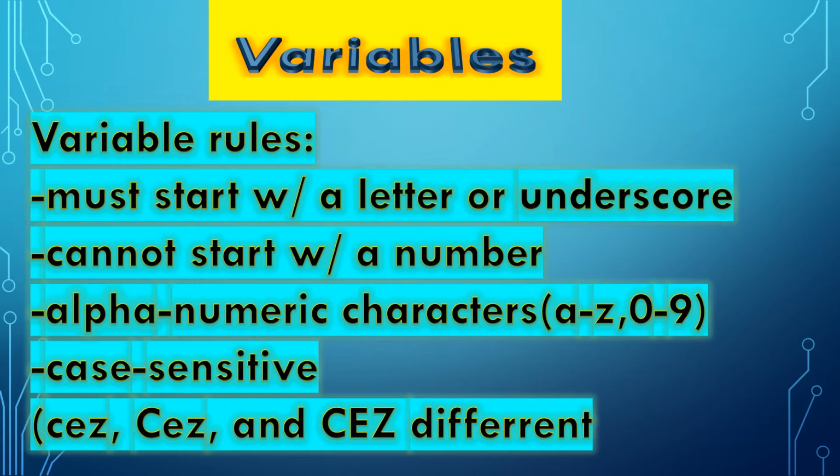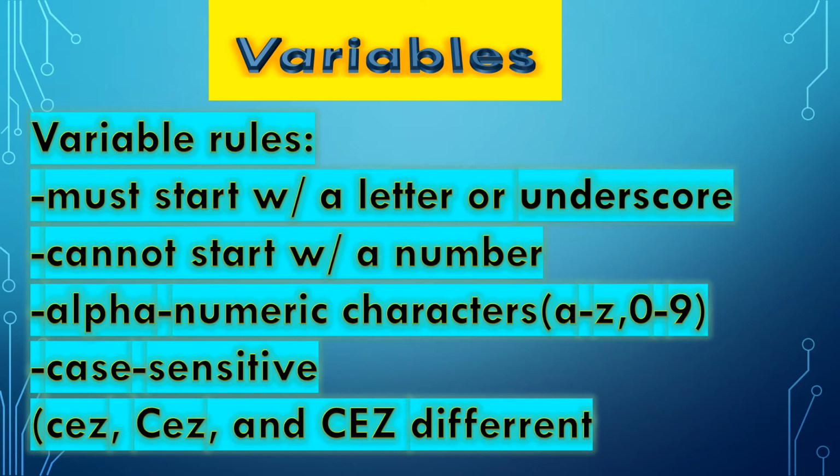A variable can have a short name like C and E, or a more descriptive name like age, camera, total volume, hourly rate, and a lot more. So the rules for Python variables are as follows, as what you see on the screen. First, a variable name must start with a letter or the underscore character. Yes, the underscore character is allowed at the start of a word.